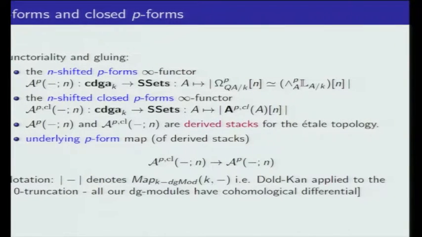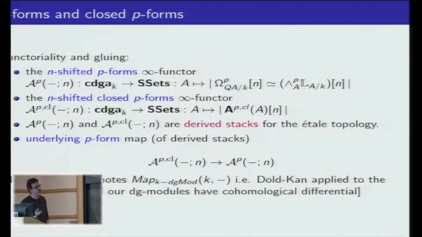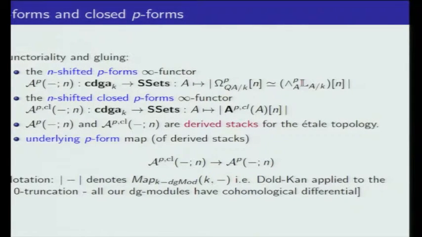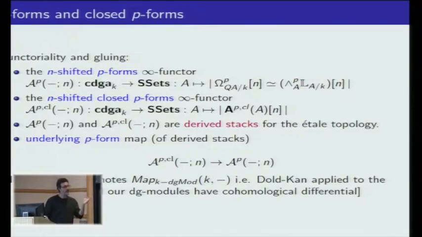Then we can glue this. This was defined for affines. Then we want to say what are p-forms and closed p-forms, eventually with some shift, on derived Artin stacks. And so what we do is that we take these functors. To any A, we associate A^p of A with a shift, or we can take the closed version. The nice thing is that because the relative cotangent complex of an étale map is trivial, these are actually derived stacks for the étale topology. So you get a map of stacks from closed p-forms with a shift n to not necessarily closed p-forms with a shift n.